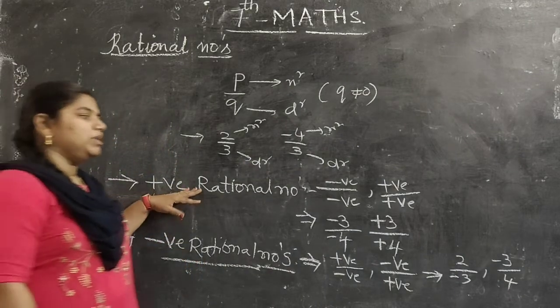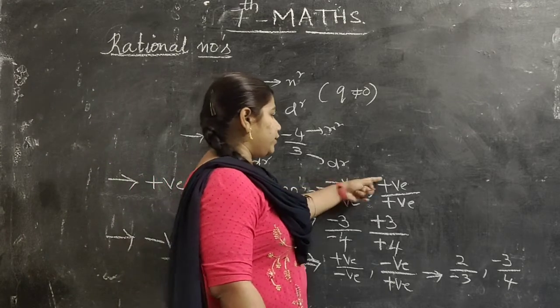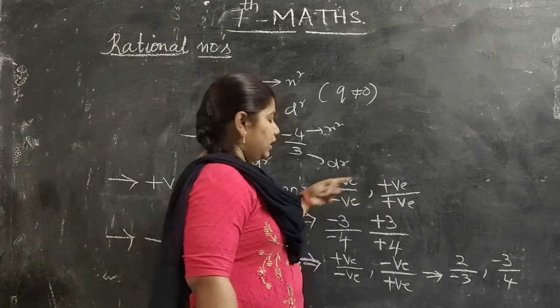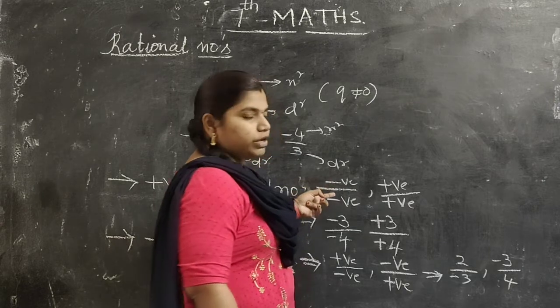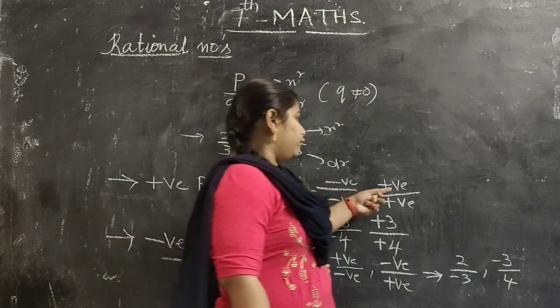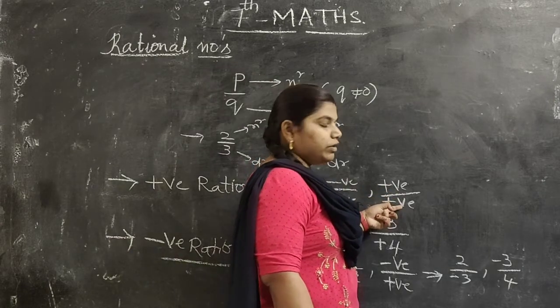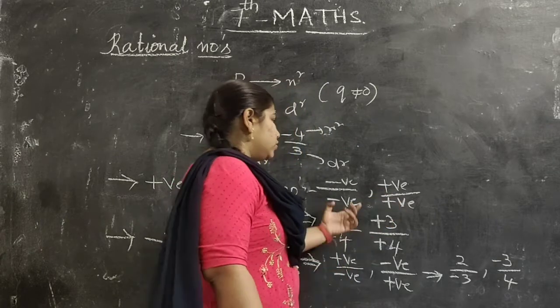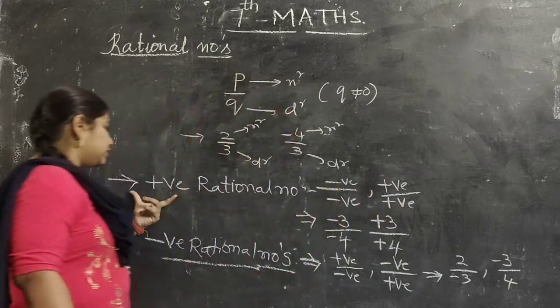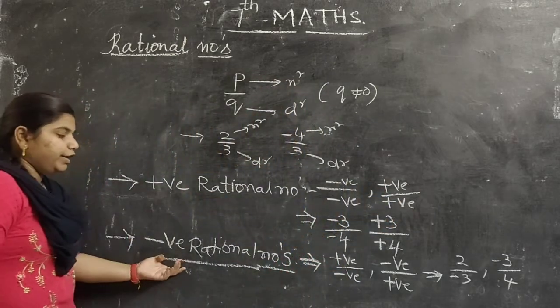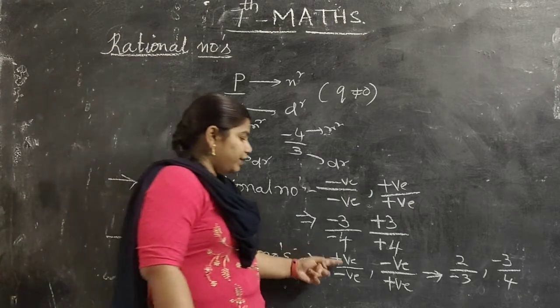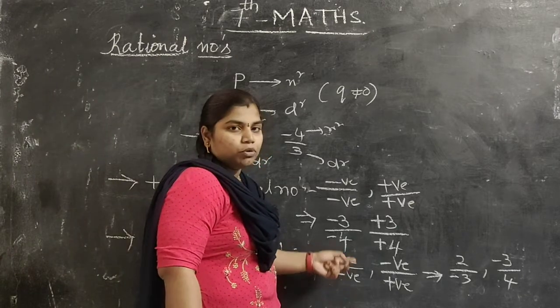Positive rational number means in numerator and denominator you will see the same signs. If numerator is negative, denominator will also be negative. If numerator is positive, denominator will also be positive. So these types of numbers we will call positive rational numbers, and negative rational numbers means numerator and denominator will have opposite signs.